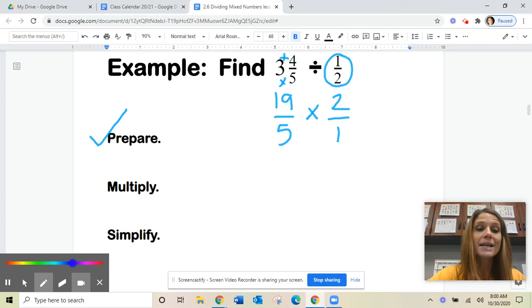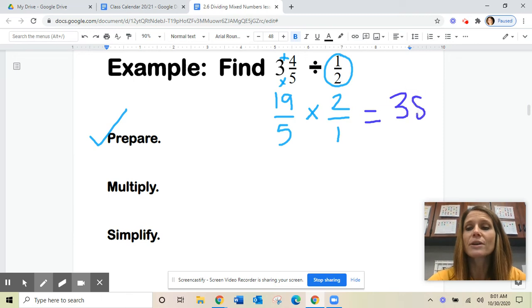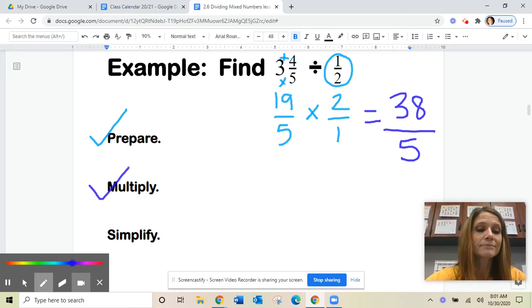And now I'm ready for my next job, which is just to multiply. So 19 times 2 gives me a 38 numerator. 5 times 1 gives me a 5 denominator. Multiplying is done. And now I need to simplify.